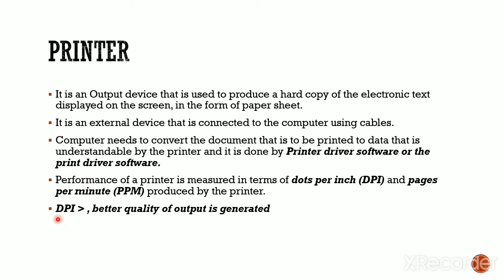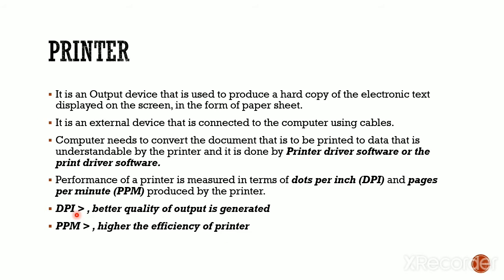Okay, DPI, dots per inch, has to be greater for a better quality of output to be generated. Then PPM also has to be higher for higher efficiency of the printer. When the PPM is high, that means the printer is an efficient one. Okay, it works for a longer time.